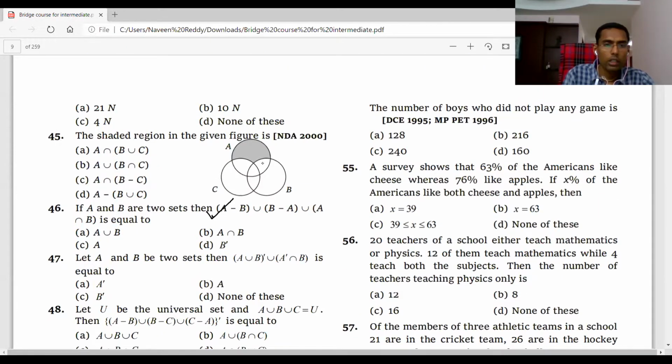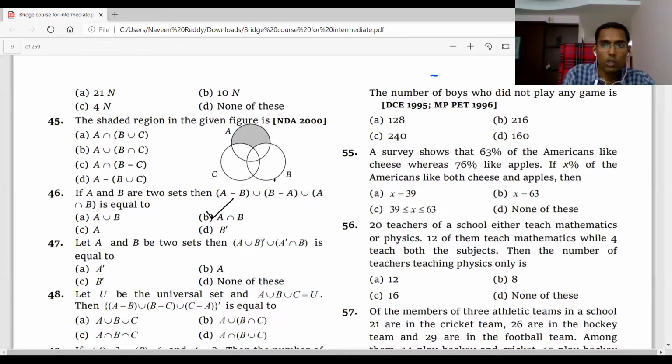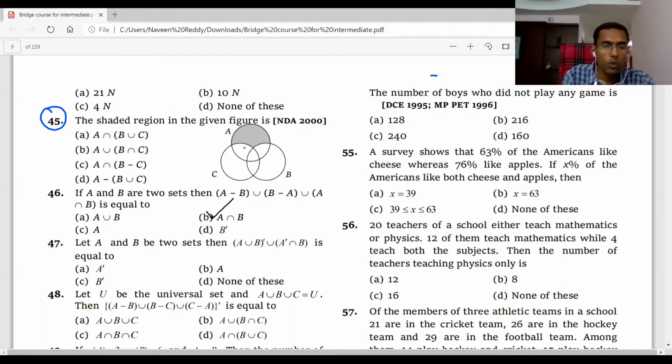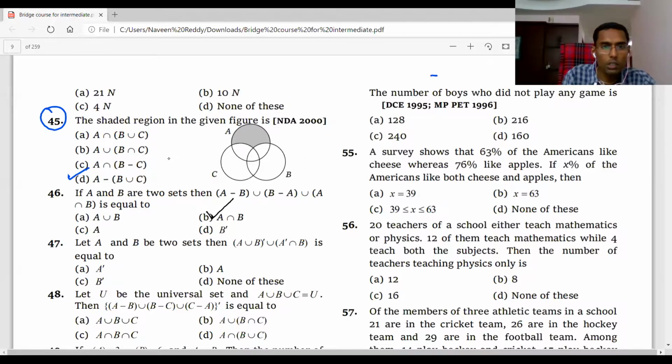Right. Question number 45. What does question number 45 represent? D, sir. D. A minus B union C. Very good. From A, the whole of B union C, whatever part is left, if you remove that much, then you get this one. Great. D.